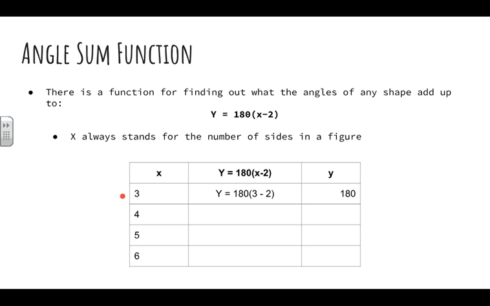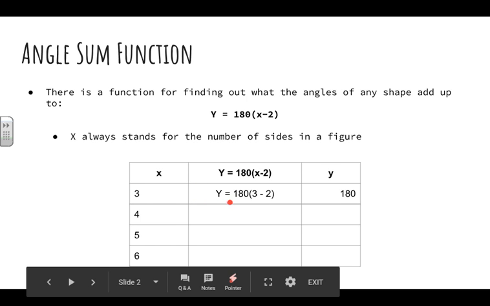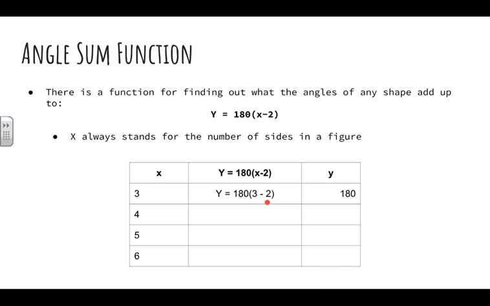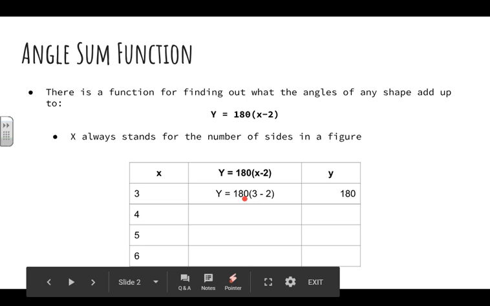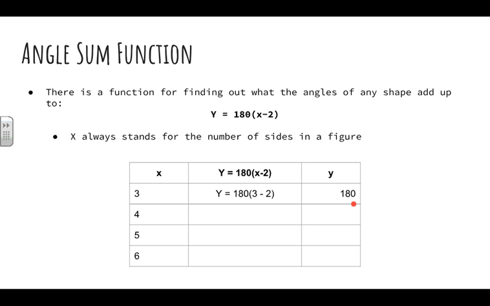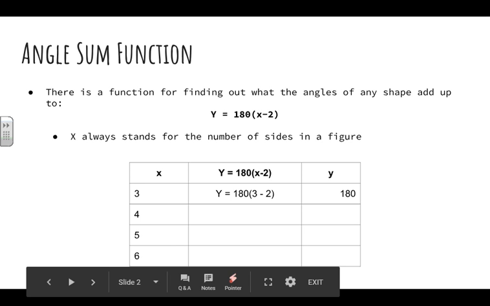So if our first x is 3, it's obviously a triangle. You plug 3 in for x and you'd solve. So our function would be y equals 180 times 3 minus 2. Following order of operations, you do 3 minus 2 first, which is 1. Then you multiply 1 by 180 to get a y of 180. That means when you add up all the angles in this triangle, or in any triangle, they're going to give you 180 degrees.